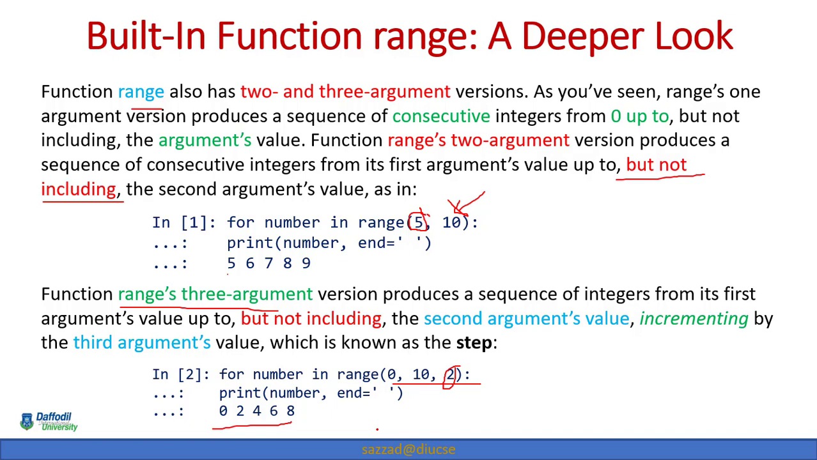So as we can see, it can also be called printing the even numbers from 0 to 8. So it works that way as well. So you can see that using for and the range function, we can do a lot of things. So let us move forward.